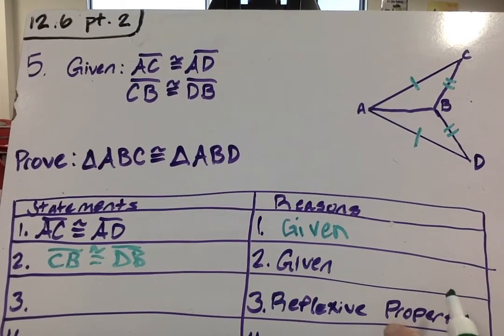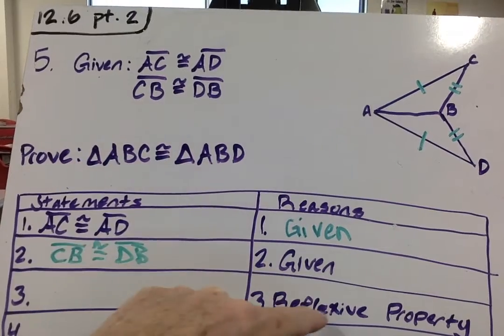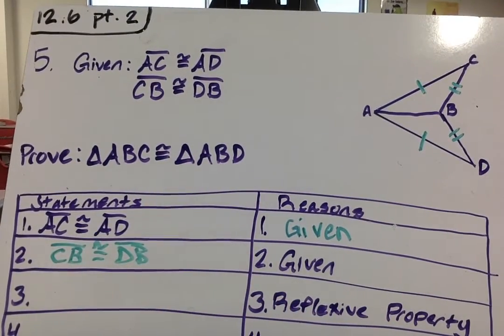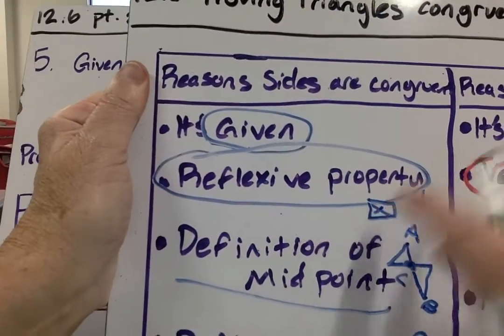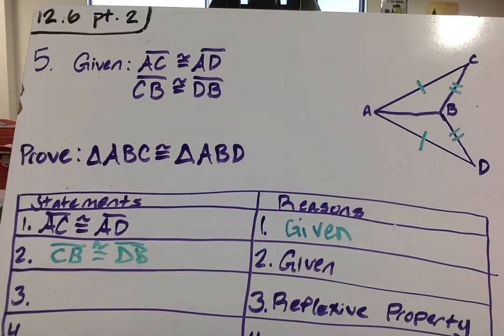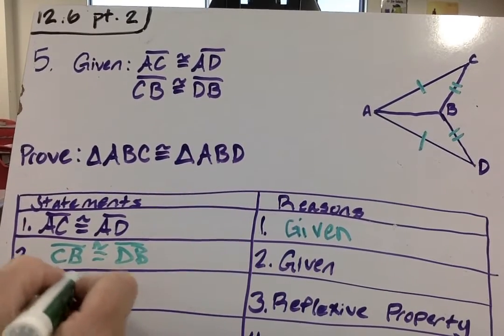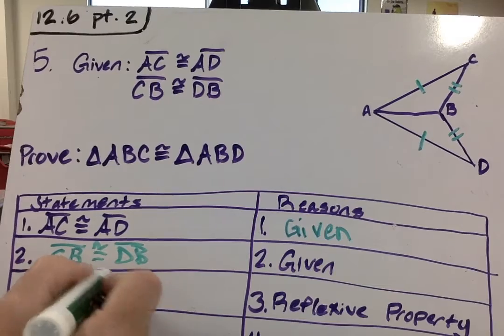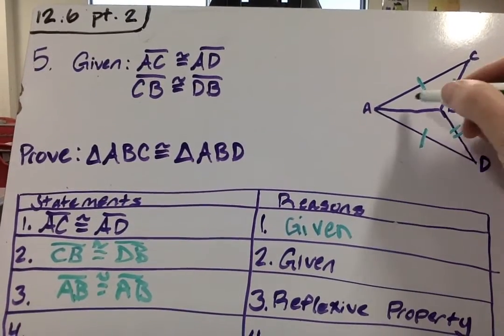Next, they give us a clue on the reflexive property. Okay, so again, we're proving ABC is congruent to ABD. So what's the reflexive property? Remember, it's when something is congruent to itself. So we're going to say AB is congruent to AB. And I'm going to mark that with 3.